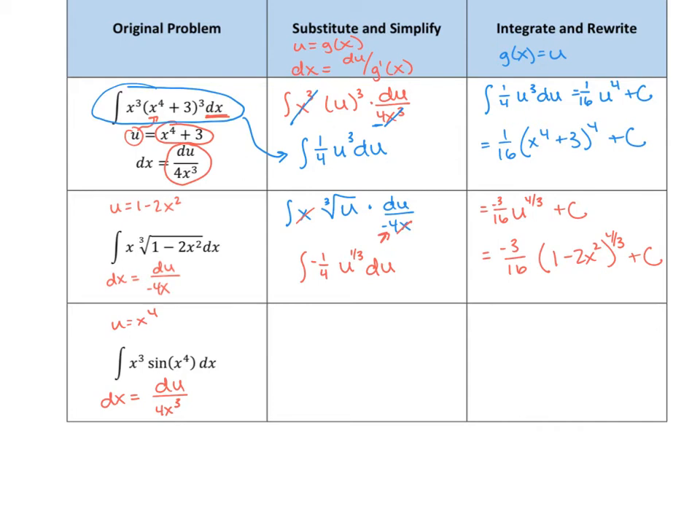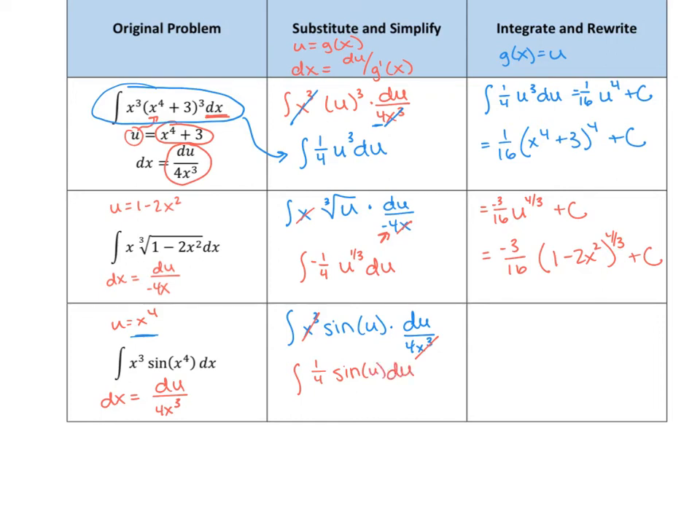Down here, so now we need to substitute u for x to the fourth. U is x to the fourth. So I'm going to have x cubed times sine of u times dx is du over 4x cubed. We look for simplifications. The x cubes simplify, and there's been a lot of 1/4 on this worksheet. So 1/4 sine of u du.